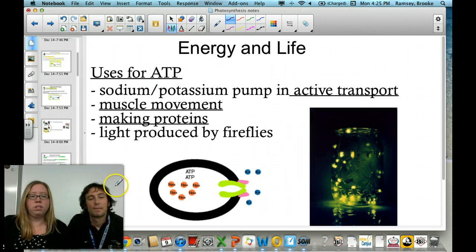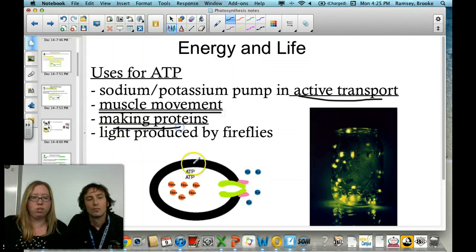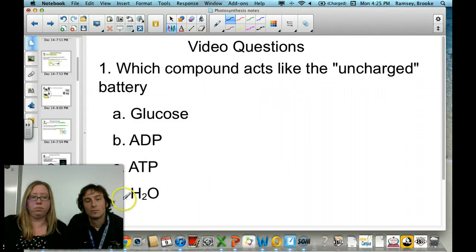All right, some uses, like Mr. J said, was the cell transport example. Other examples of using ATP are to move your muscles, to make proteins. It's even how fireflies make their light. So those were just some fun examples of what ATP is used for.